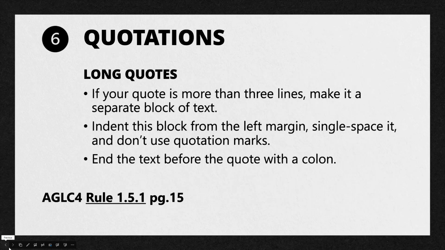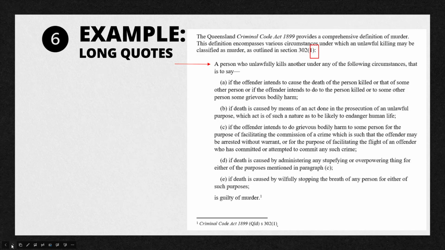For long quotations, if your quote is more than 3 lines, make it a separate block of text. You need to indent this block from the left margin, single space it, and don't use quotation marks. End the text before the quote with a colon. So let's look at Rule 1.5.1 if you want more information on that. And here's an example. So you can see in the text of my assessment, I've put a colon and then I want to quote. So you can see it's indented from the left margin and the rest of the citation is at the end there.